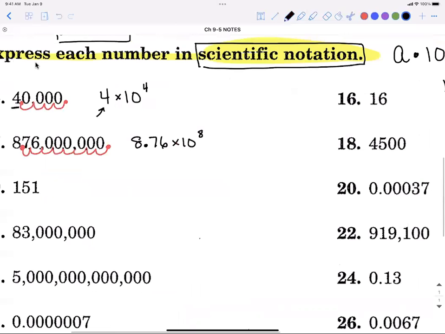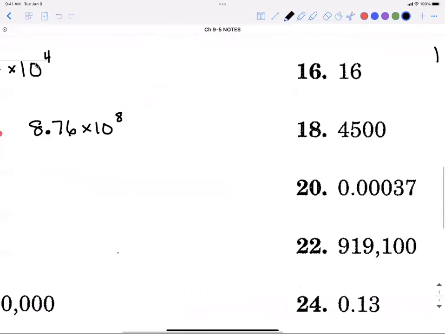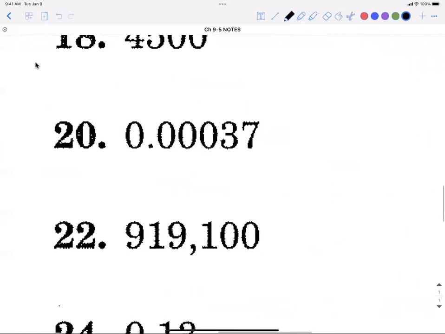All right. So here is a teeny tiny number. I know it's a teeny tiny number because the decimal is right here. And that means it's 0.000037, which would be like 37 over 10,000. It's a tiny, teeny fraction. Those are the ones that are going to give you negatives.